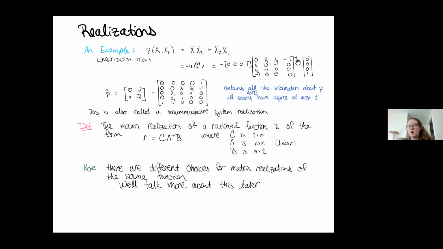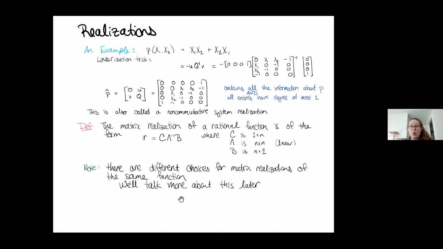I'm going to have to invert it. And then I have some vectors on the side so that it collapses down. So this is called a non-commutative system realization. These are things that are going to then have the form, just exactly what I've got written up here: a matrix times the inverse of a linear matrix, lambda is for linear, times another matrix.